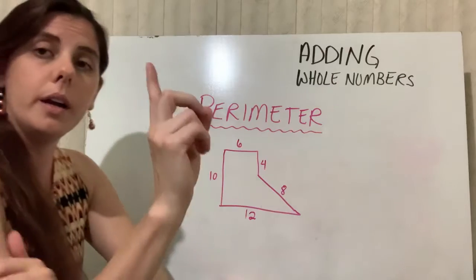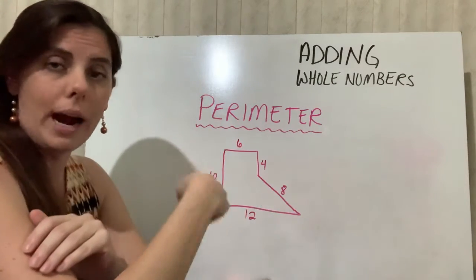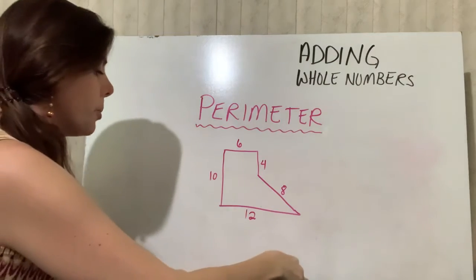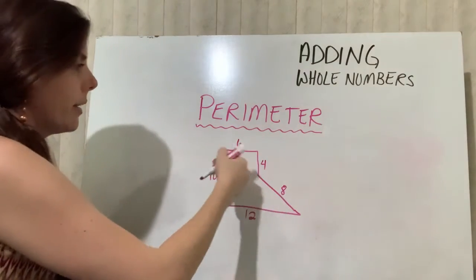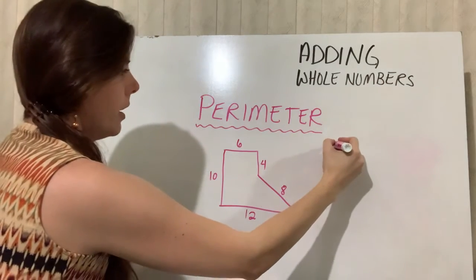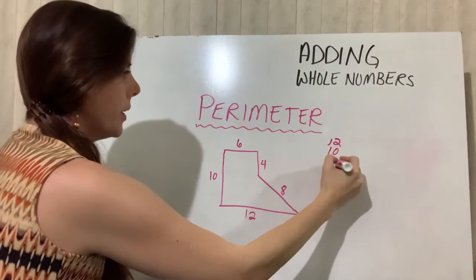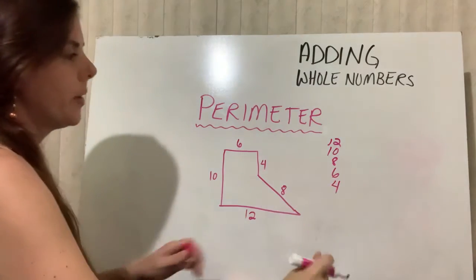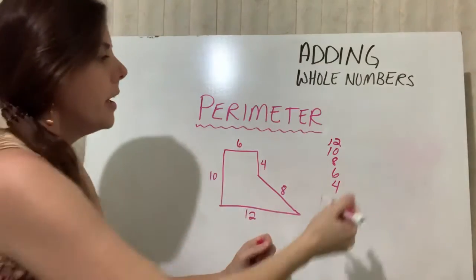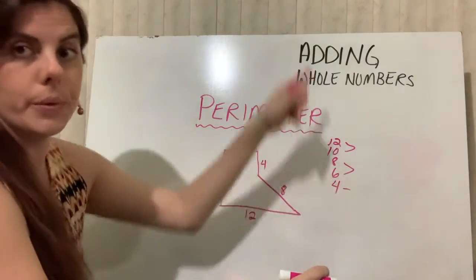So perimeter, one dimension. We're just finding the distance around the object. All we're going to do is take each of these lengths and add them together. So we're going to have a 12 plus a 10 plus an 8 plus a 6 plus a 4. I kind of just did it by twos. If you wanted to, you could add all of those together.